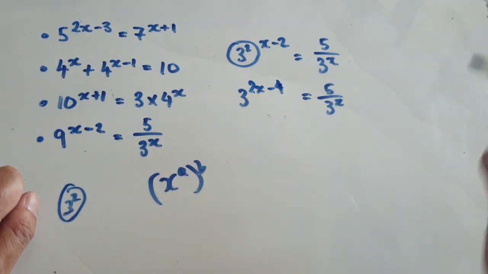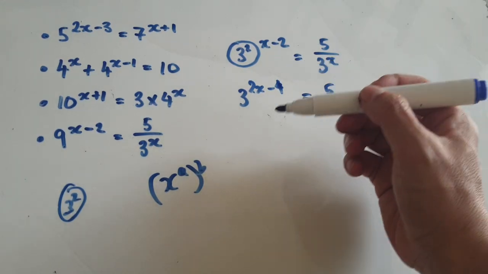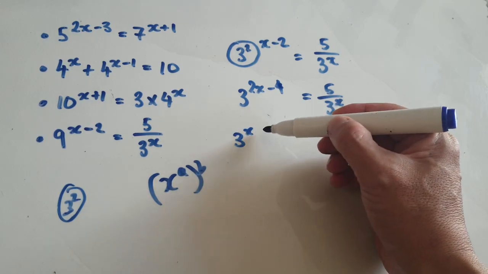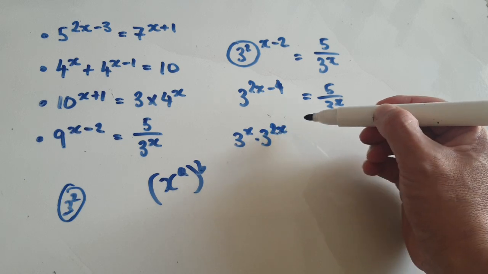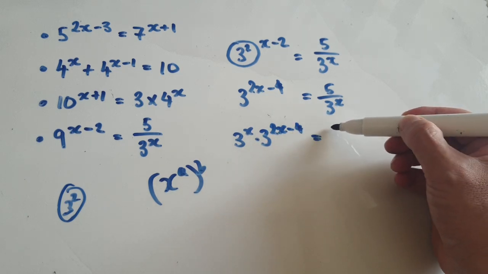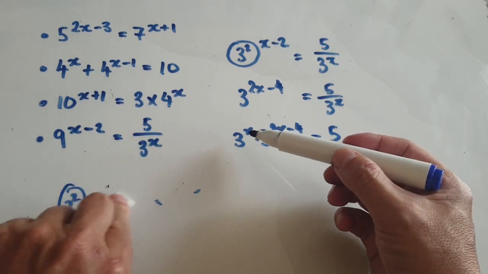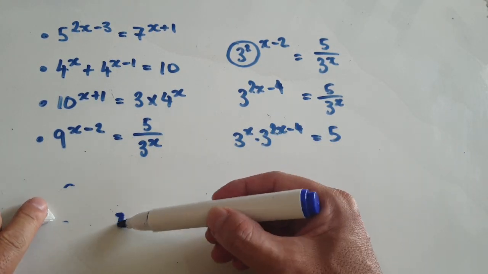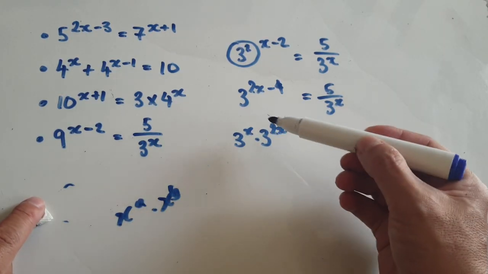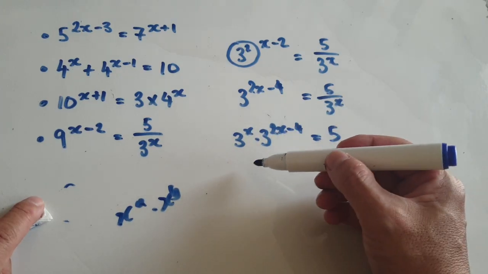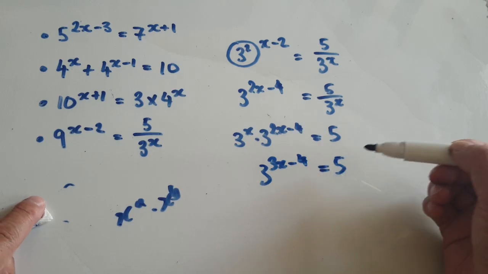That's really 2x minus 4. So now times both sides by 3 to the power of x. So that would be 3 to the power of x times this thing here, times 3 to the power of 2x minus 4 equals 5. So now when you have x to the power of a times x to the power of b, you would add a to b. So you would get this plus this. So that will be 3 to the power of 3x minus 4 equals 5.